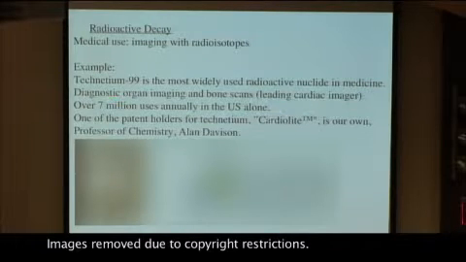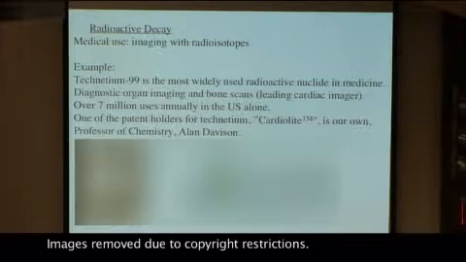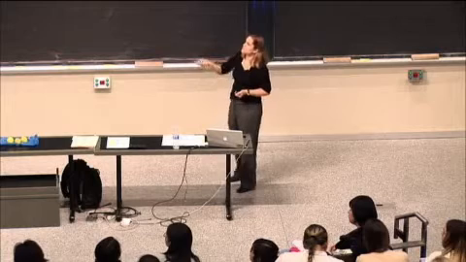It's one of the leading ones for heart imaging. It's also been used recently in breast cancer. It's estimated 7 million uses annually in the US. And so this was patented as Cardiolite. And it's really just very simple chemistry.